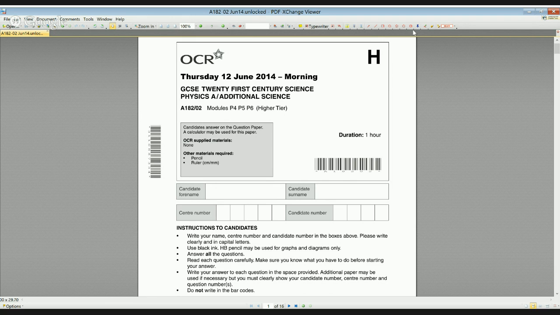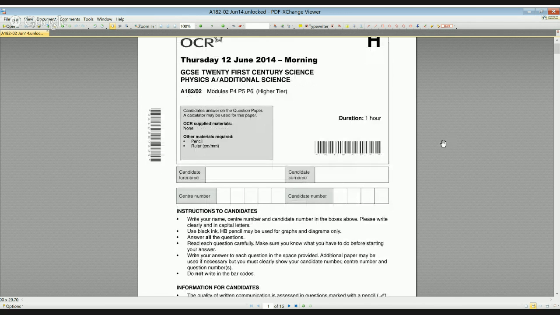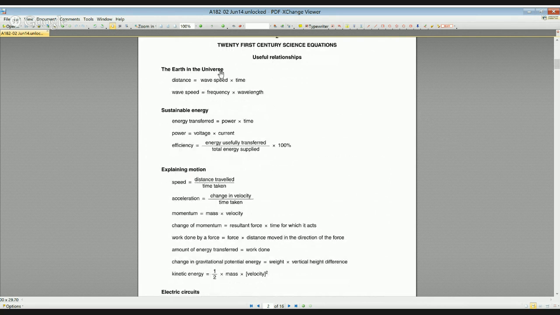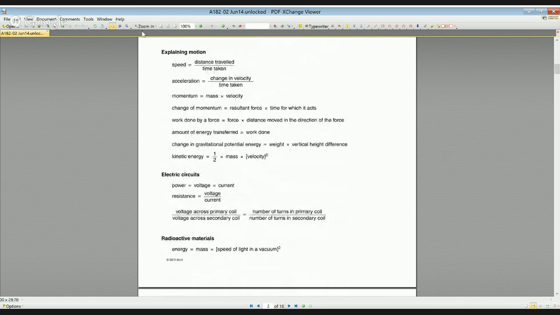So let's get started with looking through the paper. The first thing you'll come to when you open the exam paper on Friday will be the useful relationships, the formula sheet. You don't need the first two here. They are for your 1, 2, 3 exam, which you've already done. So the relevant ones are in the second half of the page. We have explaining motion, which is P4. You have electric circuits, which is P5. And you have radioactive materials, which is P6. So all three of those sections are relevant to your exam.